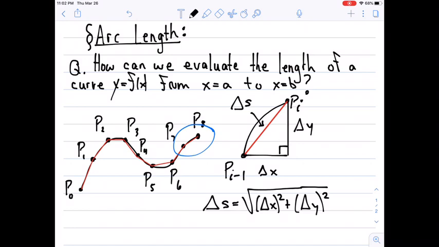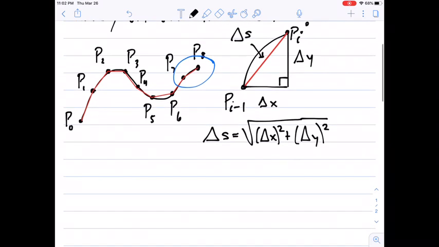Okay, fine. So now that we know how to find the length of those red segments, we also know that if we add them up, we get an approximation to the total arc length. So here, the total arc length, let's call it L, is going to be approximated by adding up all of these delta s's, starting with the first one over here, and then ending off with n being the number of line segments that we are using.